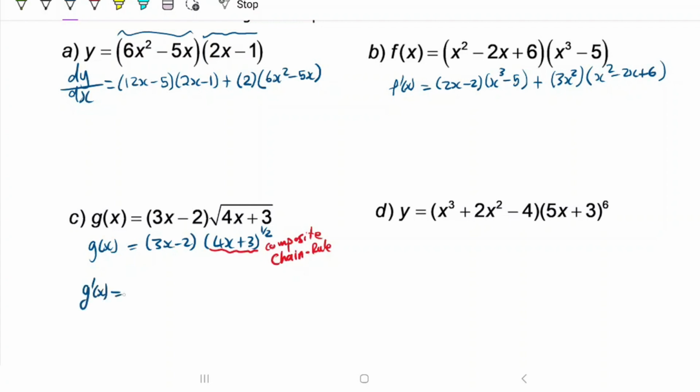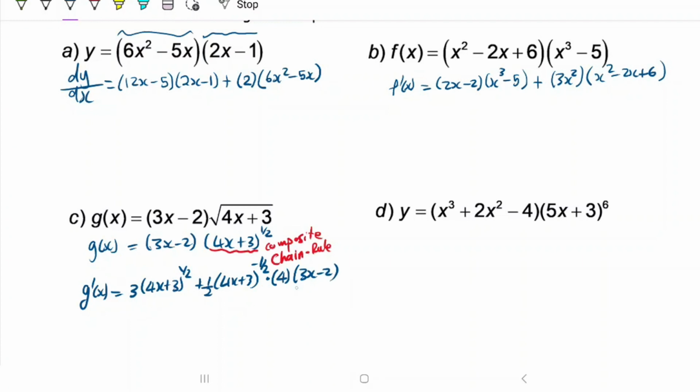To find the derivative of this, we will derive the first term. In this case, it's just 3, and then we will fix the second term, so leave it unchanged, plus we'll then do the derivative of the second term. The derivative of this becomes a half of 4x plus 3 to the negative of a half, because we're going to minus 1 there. And then we have to get the derivative of the inside function. The derivative of the inside function is 4. And then we have to fix the last term there.